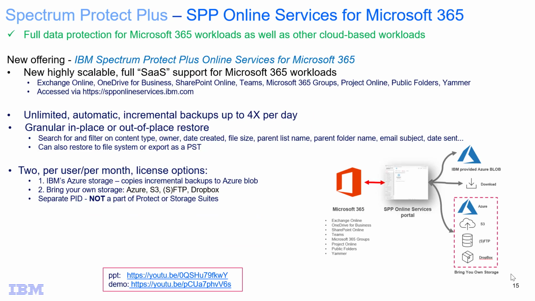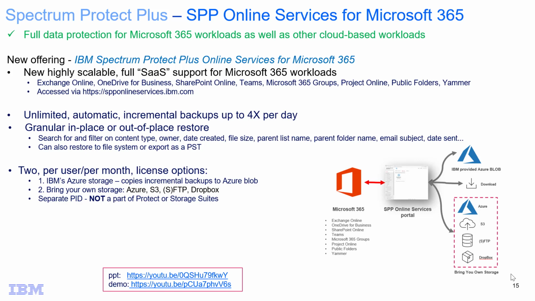The next new item is a new offering in the Spectrum Protect family. It is Spectrum Protect Plus online services for Microsoft 365. And this provides full data protection for Microsoft 365 workloads, as well as other cloud-based workloads in a SaaS environment. So this new offering is highly scalable. It supports everything from your Exchange Online to OneDrive for Business to SharePoint Online to Teams, Microsoft 365 groups, Project Online, public folders, and Yammer.